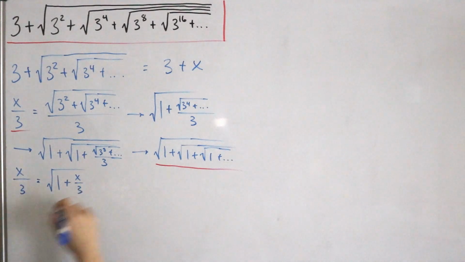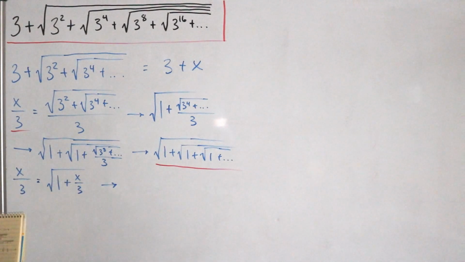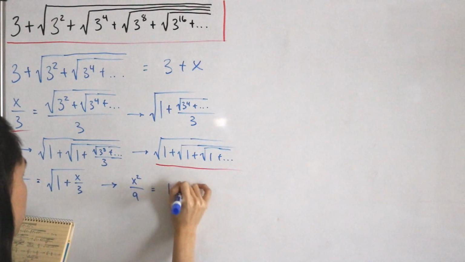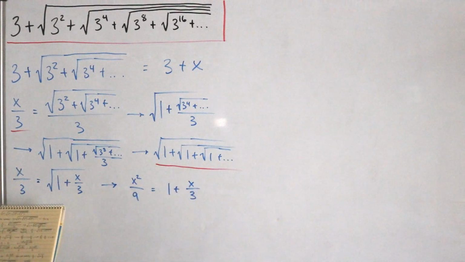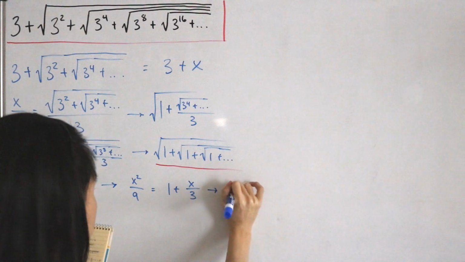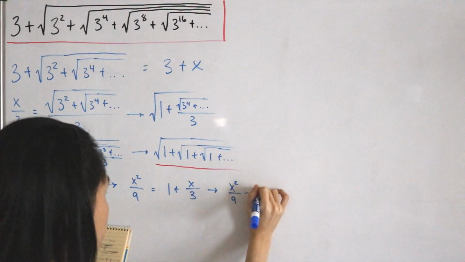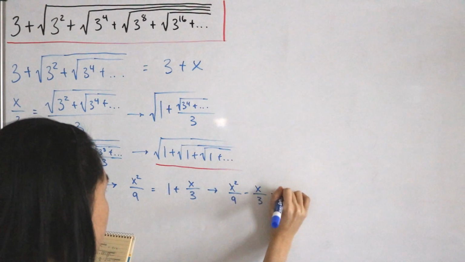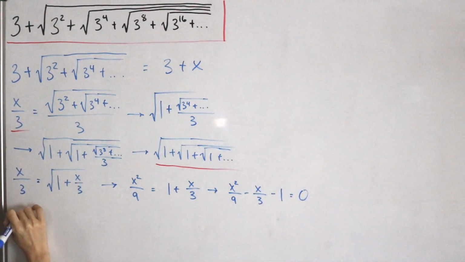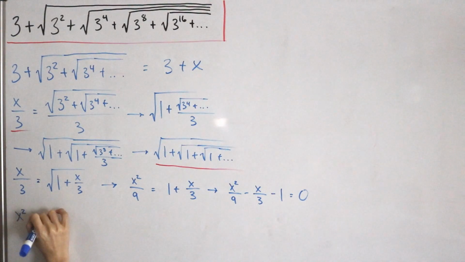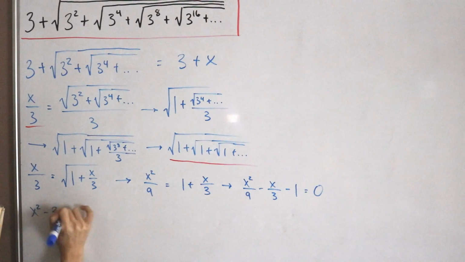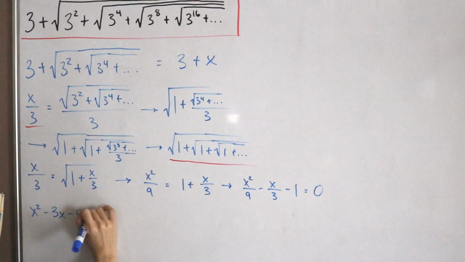And so from here, we can just solve this out easily using some simple algebra. Square both sides. So I have x squared divided by 9 equal to 1 plus x divided by 3. Then we just solve this out like a quadratic equation. So it's x squared divided by 9, subtract x over 3, and then subtract 1 equals 0. Let's get rid of all those fractions. So we have x squared minus 3x, minus 9 equals 0.